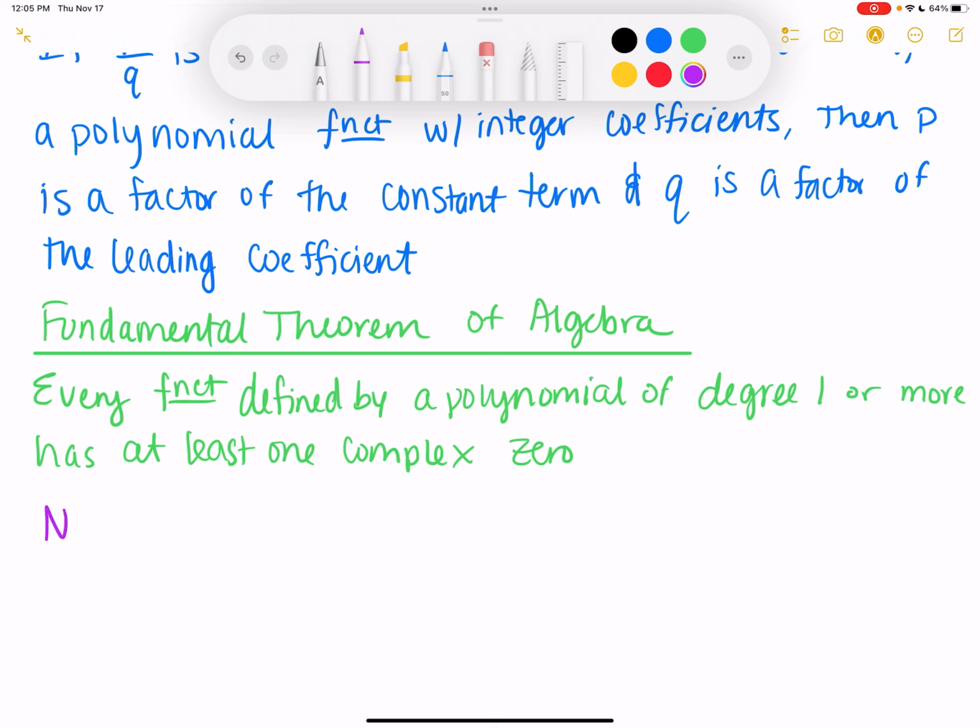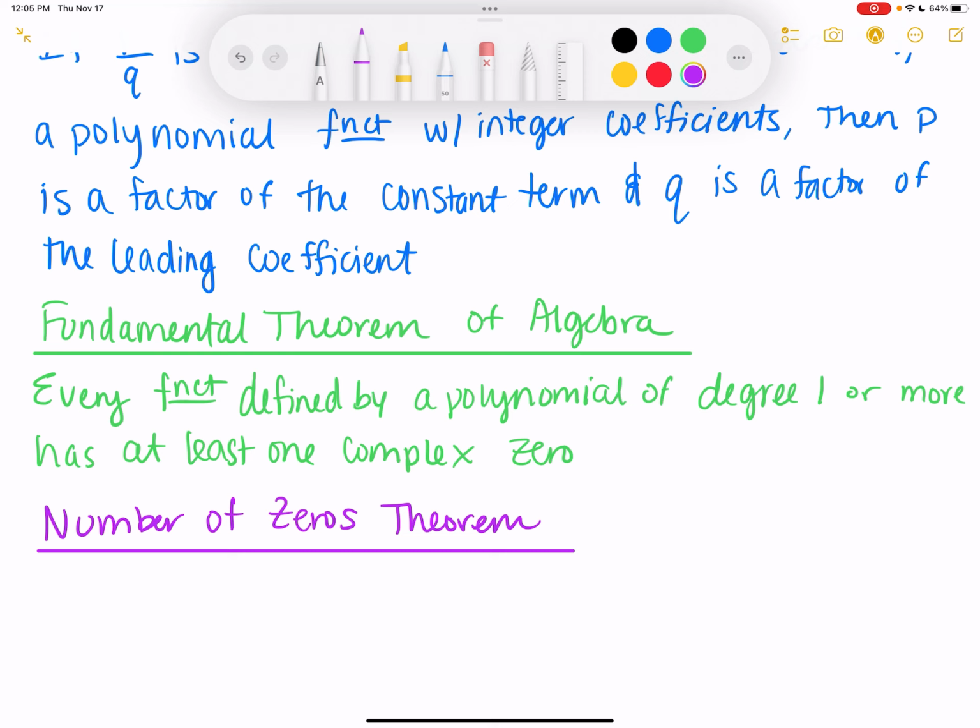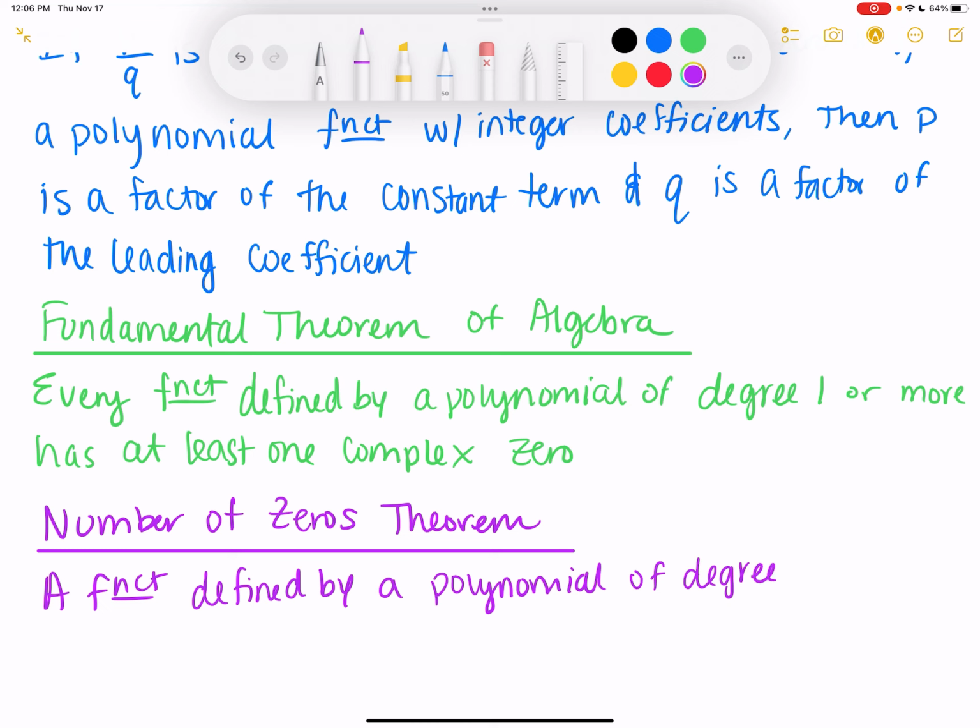The number of zeros theorem. A function defined by a polynomial of degree n has at most n distinct zeros.